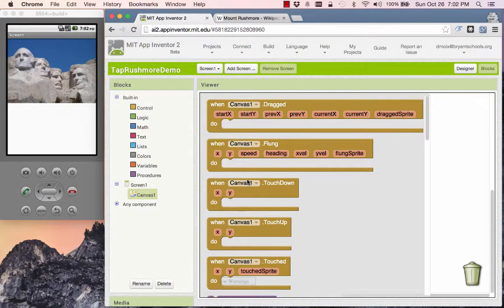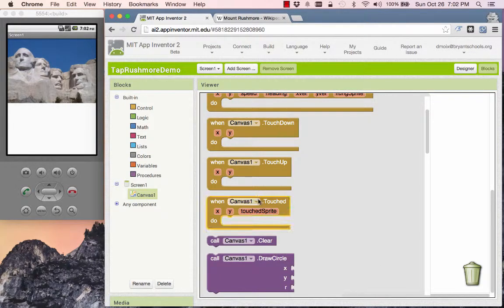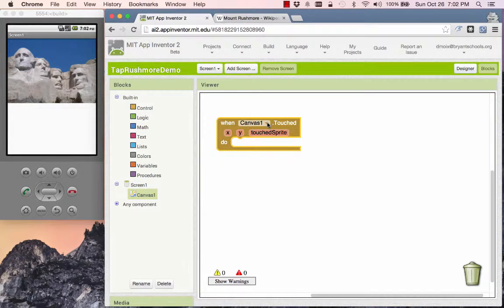Under Canvas 1, there's canvas1.touched. And when you click that, it will give me the X and the Y, and if there's a sprite on there, like we had the mole mash, if there's a sprite on the canvas, it'll tell me which sprite was the one that was touched. But what I'm more interested in is the X and Y coordinate of the click. And what I want to know is: is that click in the area of George Washington? Well, we need to figure out a couple things.